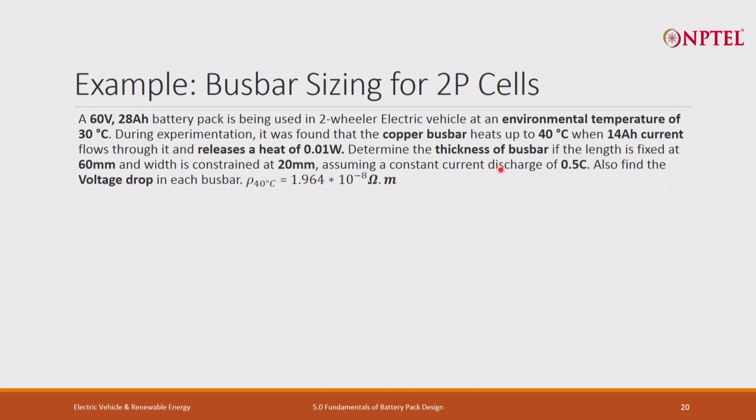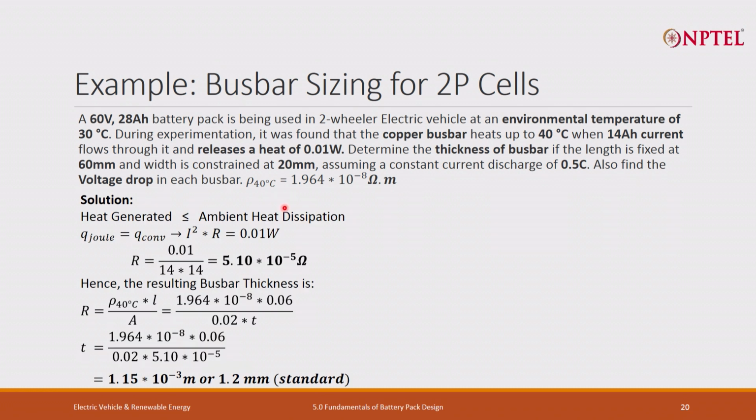Assume a constant current discharge of 0.5 C, that is nothing but 14 A. Also find the voltage drop in each bus bar at 40 degrees centigrade. The resistivity at 40 degrees centigrade is given directly. So, simple: heat generated should be less than the ambient heat dissipation. For the equilibrium condition, Q joule is equal to Q convection, and that is I squared R, which has been given as 0.01 watt.